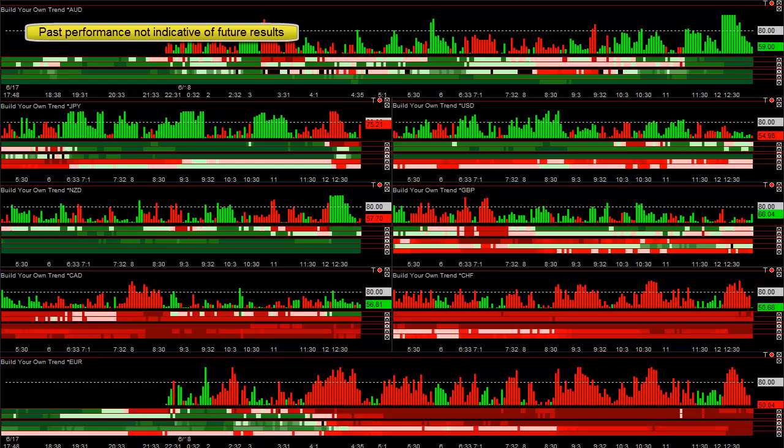Instead of getting 5 pip wins and 10 pip losses, you're looking to get 20 and 30 pip wins and 5 to 10 pip losses. That's the key. So the euro is one of the weakest. The Australian, yen and dollar were the strongest. So the euro is on top for all these pairs.